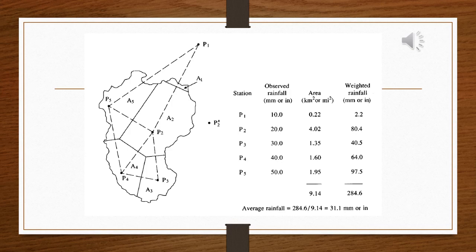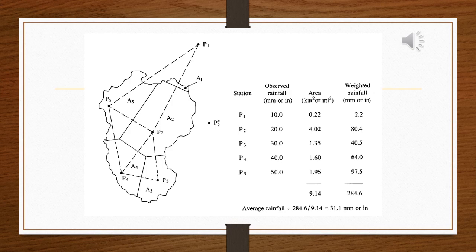And let's say the first station, even though it is outside of the watershed, is going to take some portion of it, which is A1, a very, very small area, but it is still applying this P1. So P1 is 10 millimeters observed. We need to multiply by A1, which is 0.22. It's a very small portion of the total watershed. Then P2 is 20 millimeters, 30, 40, 50 millimeters. All these stations are going to be multiplied by the corresponding area.